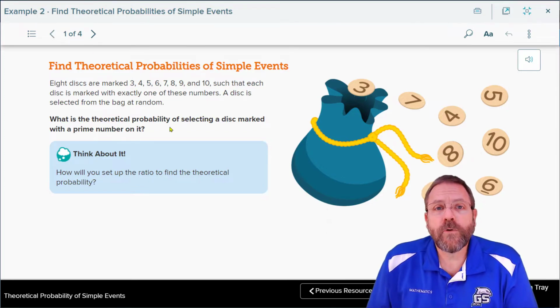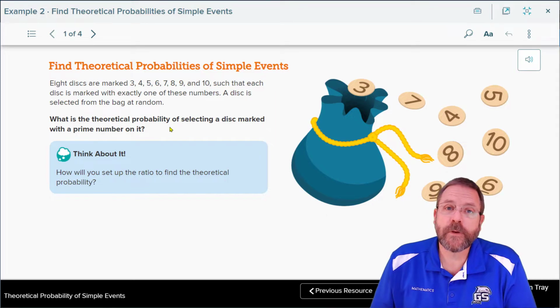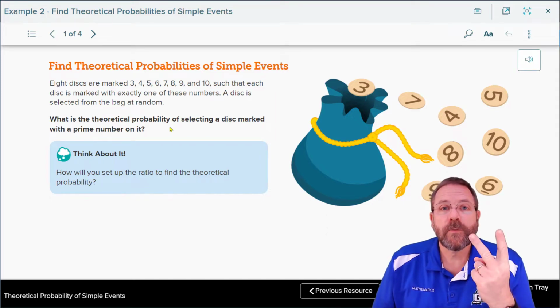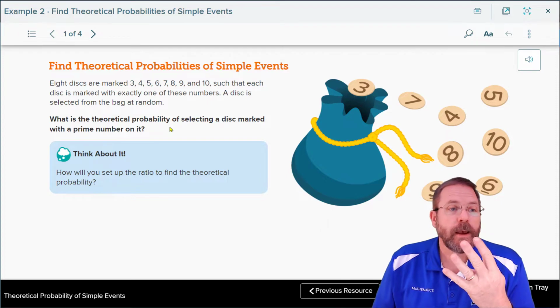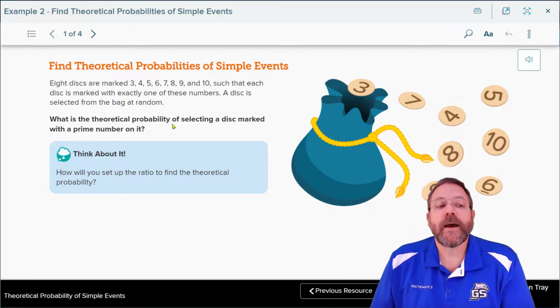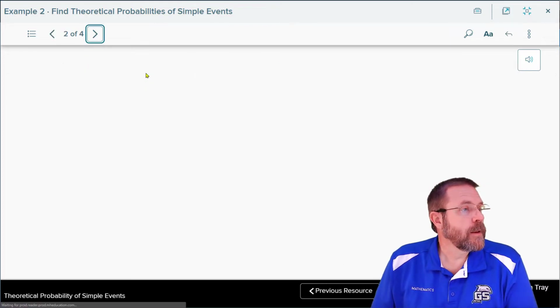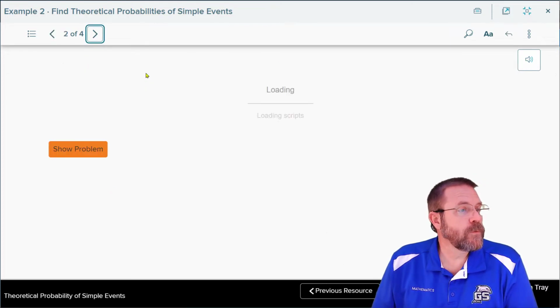Now remember, prime numbers are numbers that are divisible only by 1 and itself, with the exception of 1. 1 doesn't count. So 2 is prime, 3 is prime, 5 is prime, and 7 is prime. And out of the numbers that they've given us, the primes are going to be your 3, your 5, and your 7. So that's 3 prime numbers out of the total of 8 numbers that are given to you in the bag. Let's see what the textbook says on this.